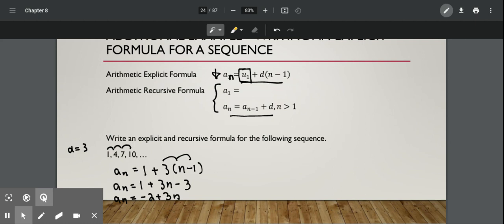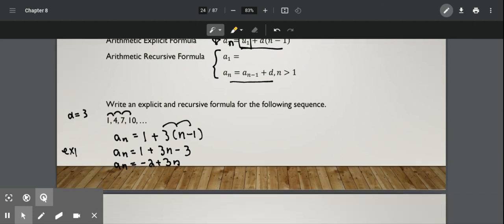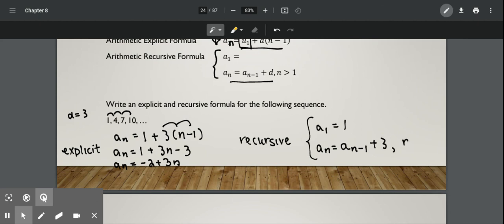If we needed to write our recursive formula, so maybe we'll make a note here that this is our explicit. Our recursive, we always need to start with the first term, which is 1. And then we say to get the next term, we're going to take the previous term plus the difference, which was 3, for n greater than 1 or greater than or equal to 2. They mean the same thing because greater than 1 would mean it has to be 2.